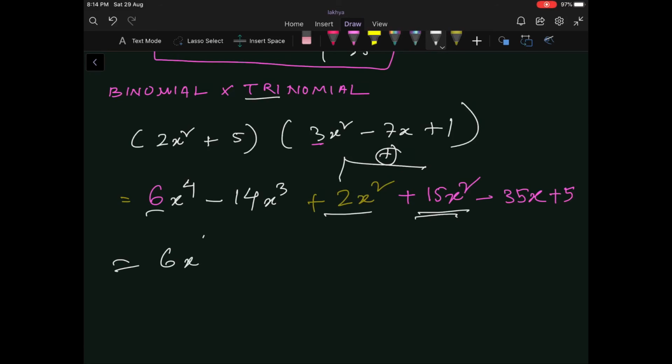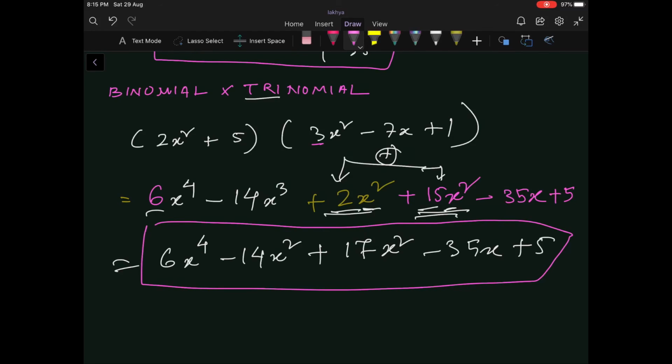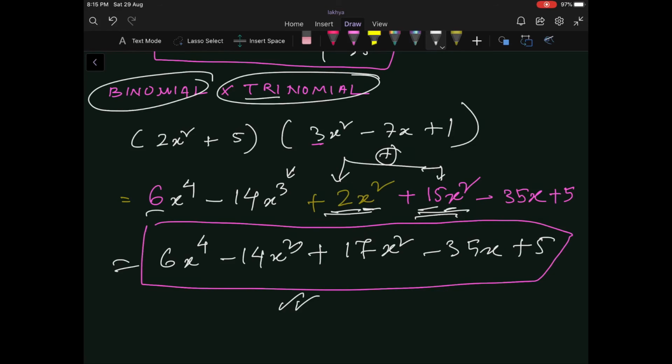So now you see minus 14x cube. While you are adding two terms, then what to do? You have to add the coefficients only. So 2 plus 15, that is 17. Then you have to write the variable, that is x square here. Then minus 35x plus 5. So this is our result. So this is our answer. Remember one thing, this was 3, so x to the power 3. So this is the answer. That's how we can multiply a binomial with a trinomial.